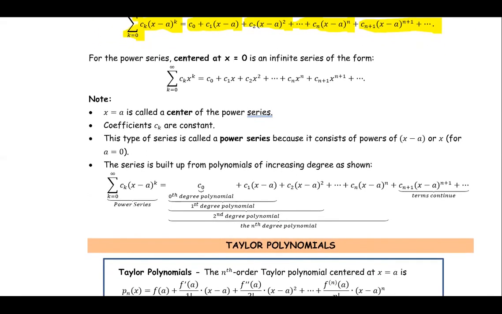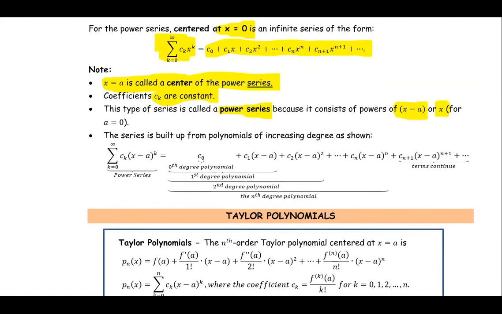For the power series centered at x equals 0, the infinite series is of the form the summation of c_k times x to the power k starting from 0 to infinity, or c0 plus c1x plus c2x squared, and so forth. Note, x equals a is called the center of the series, where the coefficients c_k are constant. This type of series is called a power series because it consists of powers of x minus a, or in the case that a equals 0, powers of x.